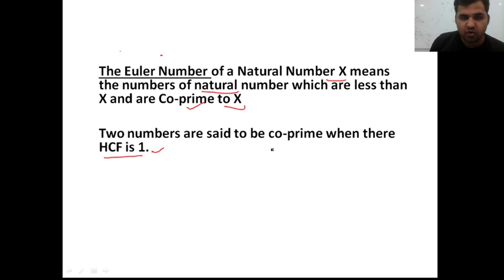For example, if I want to find out the Euler number of 6, I need to see how many numbers less than 6 are co-prime to 6. So there are total 5 numbers which are less than 6, and out of these 5 numbers, 1 is co-prime with 6, 2 is not co-prime, 3 is not co-prime with 6, 4 is not co-prime with 6, and 5 is co-prime with 6. So you will say the Euler number of 6 is 2, right?